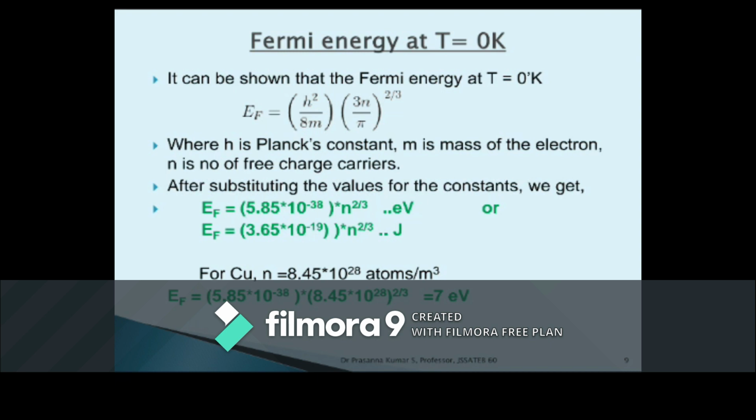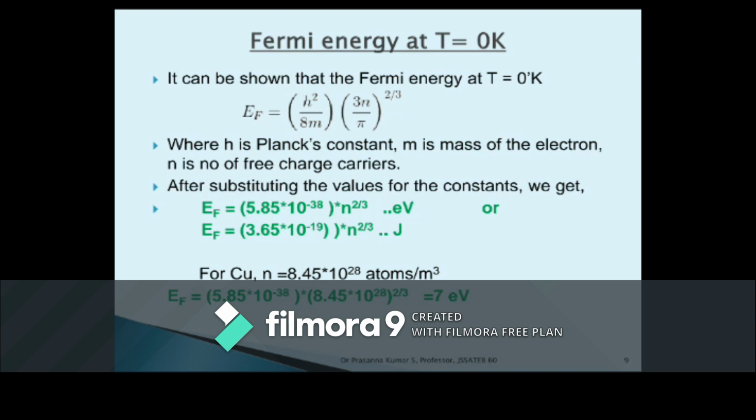After substituting the constant values for h, m, pi, etc., you get EF is equal to 5.85 into 10 to the power of minus 38 multiplied by n to the power of 2 by 3, where n is nothing but the number of free charge carriers available in that particular material. If you take copper as a substance, then the value of n is 8.45 into 10 to the power 28 atoms per meter cube. So this value of n varies from material to material.